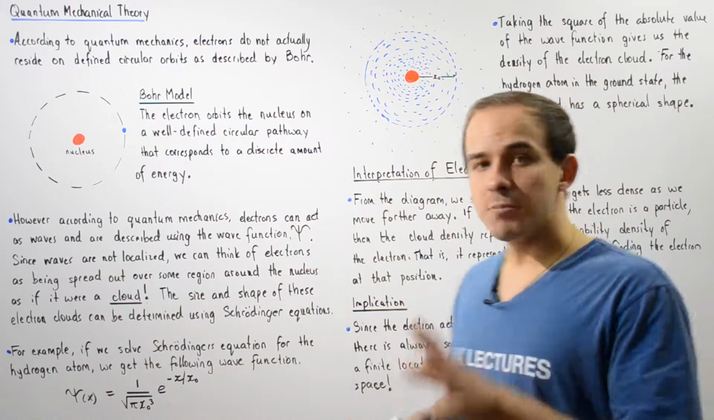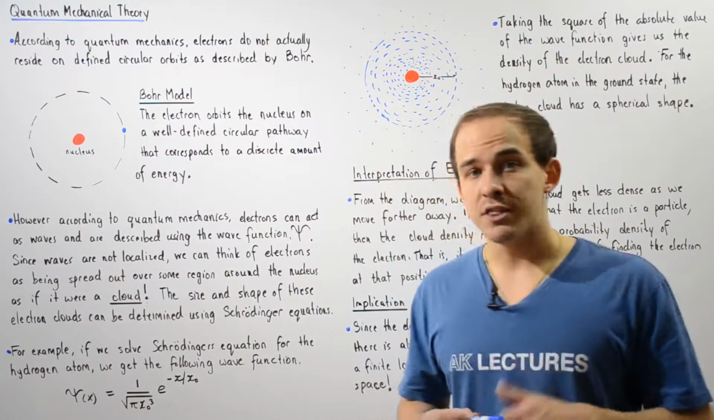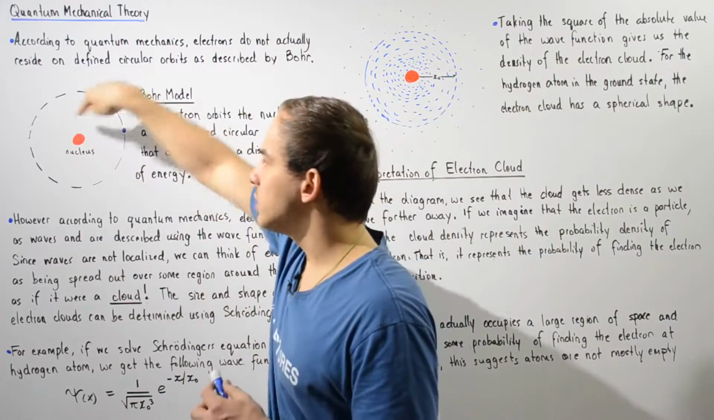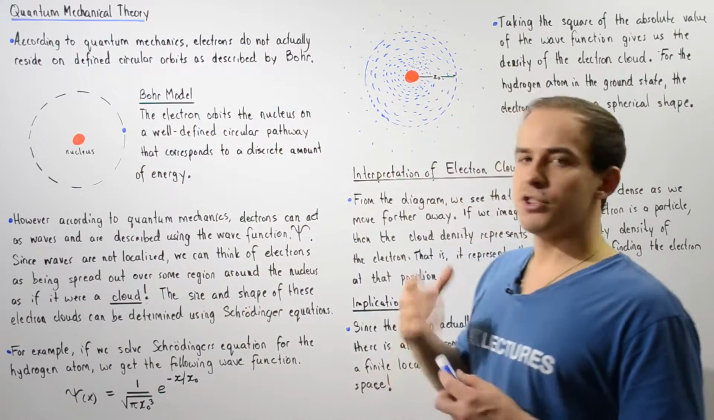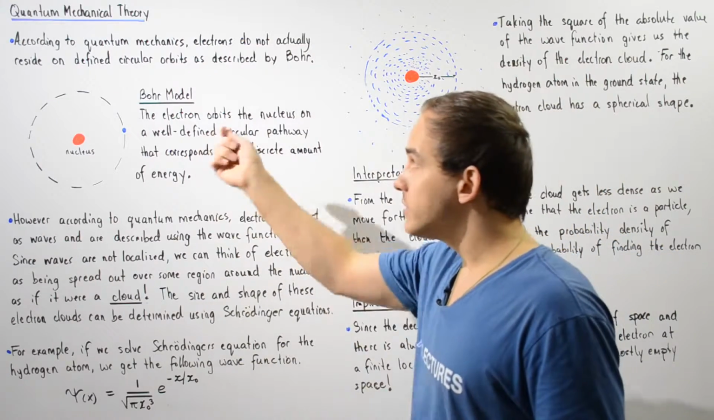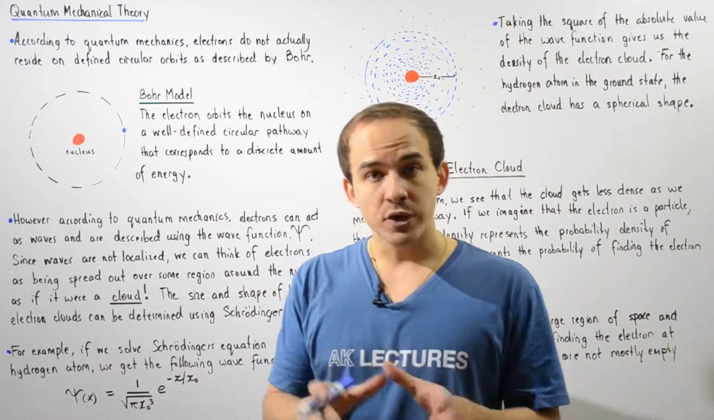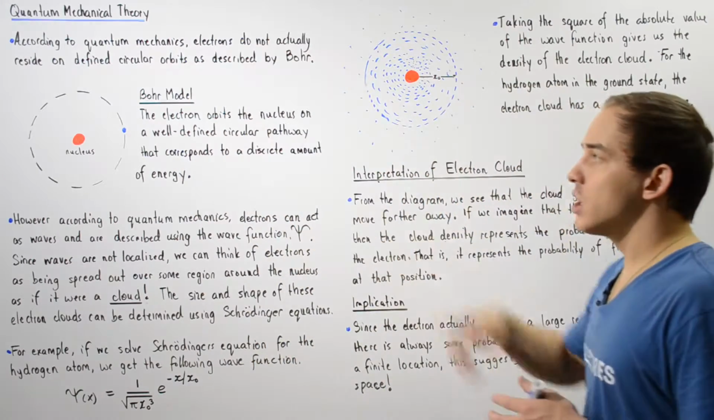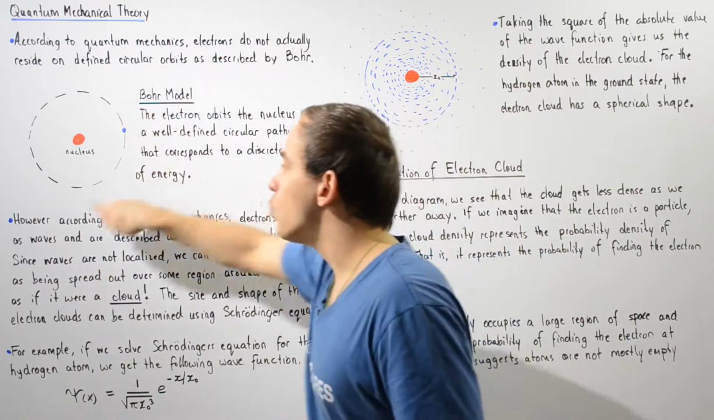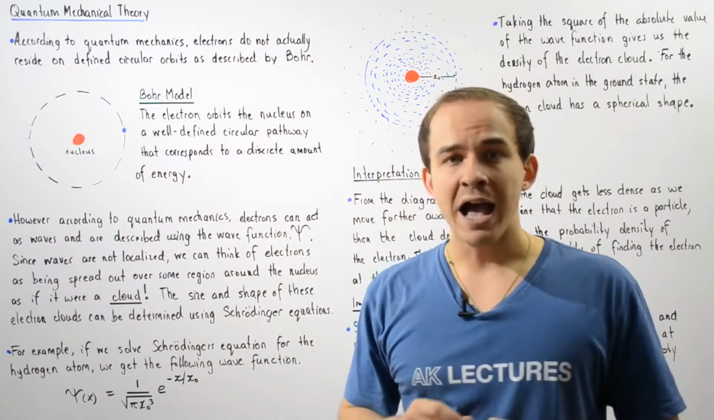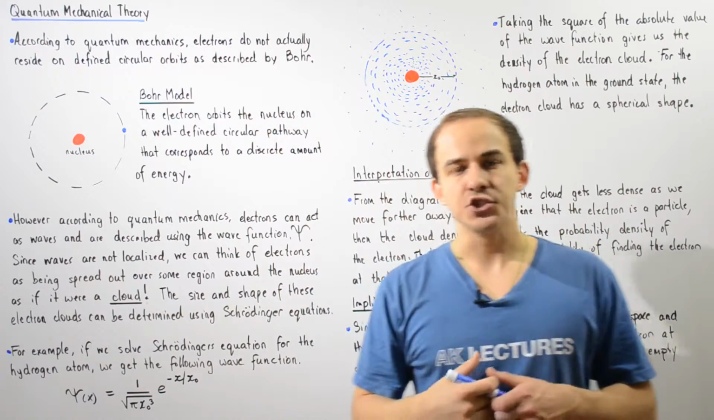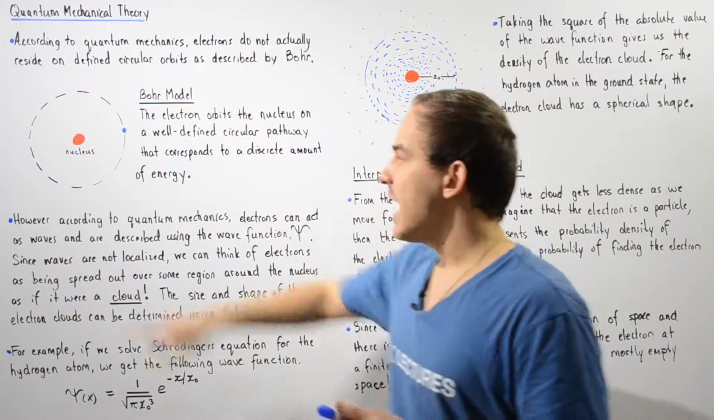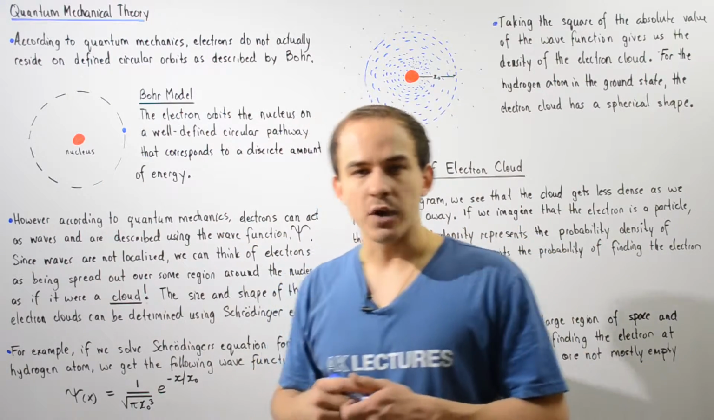According to the Bohr model, if we take the simplest atom, for example, the ground state hydrogen atom, the proton and the neutron within that atom are found at the center of that atom in a localized region known as the nucleus. And according to the Bohr model, which treats the electron as a particle, the electron orbits the nucleus on a well-defined circular pathway that corresponds to a quantized, discrete amount of energy, as shown in the following diagram.